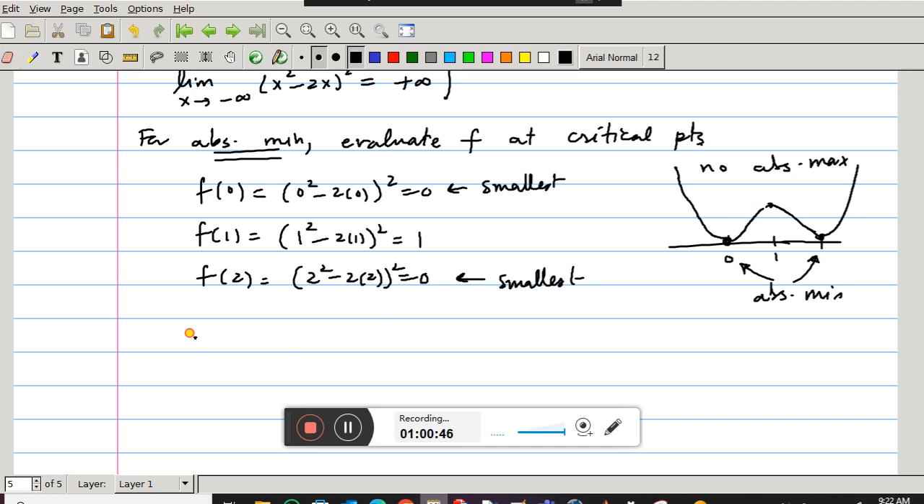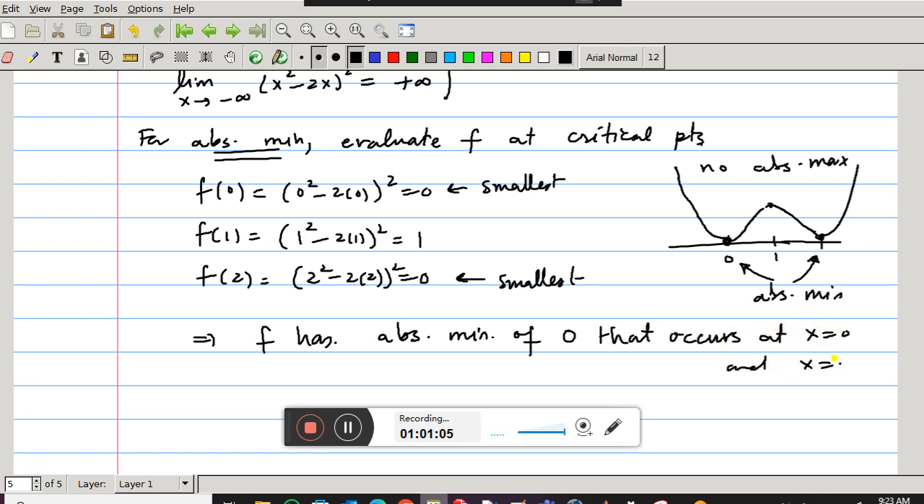Okay, so it means that f has an absolute minimum of 0, and that occurs at 2 points: at x equal to 0 and at x equal to 2. So 0 is at 2 points, not just at 1. But the minimum value is only 0. That's the only one, but it occurs at 2 different places, right?